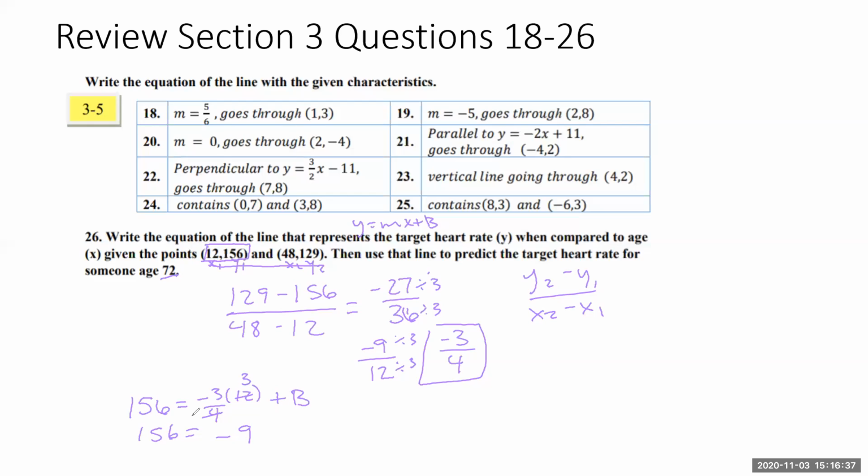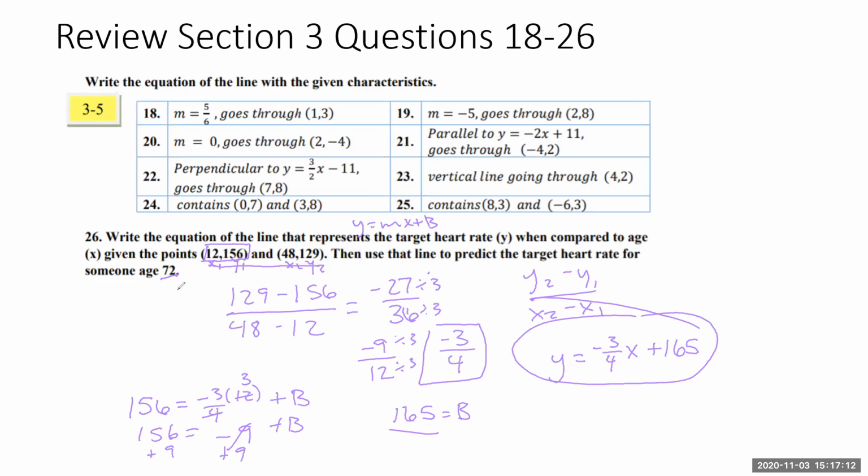And then if we go ahead and just add 9 on both sides, oh, sorry, I forgot to add the b. If we add 9 on both sides, we're going to get 165 equals b. So our b is going to be 165. Then we're just going to go ahead and plug it into y equals. So y equals m, which is -3 over 4, x, and then plus 165. Okay, so there is the first part of this question.